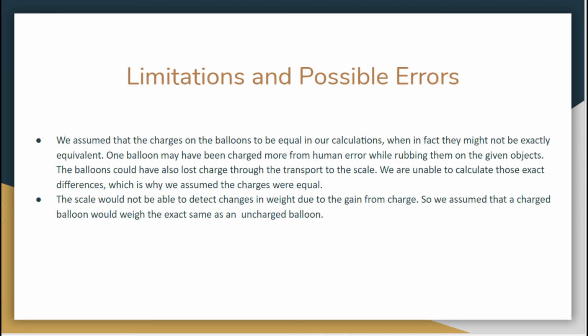Limitations and possible errors. We assumed that the charges on the balloons were equal in our calculations, when in fact they may not be exactly equivalent. One balloon may have been charged more from human error while rubbing them on the given objects. The balloons could have also lost charge through transport to the scale. We were unable to calculate those exact differences, which is why we assumed the charges were equal. The scale would not be able to detect changes in weight due to gain of charge, so we assumed that a charged balloon would weigh the exact same as an uncharged balloon.